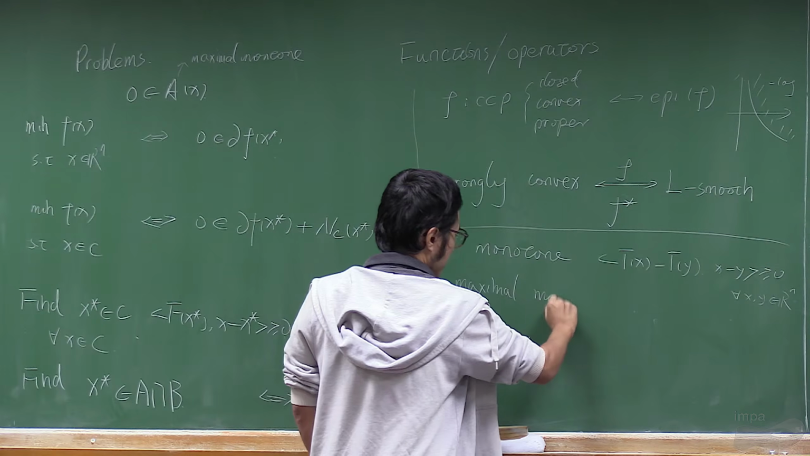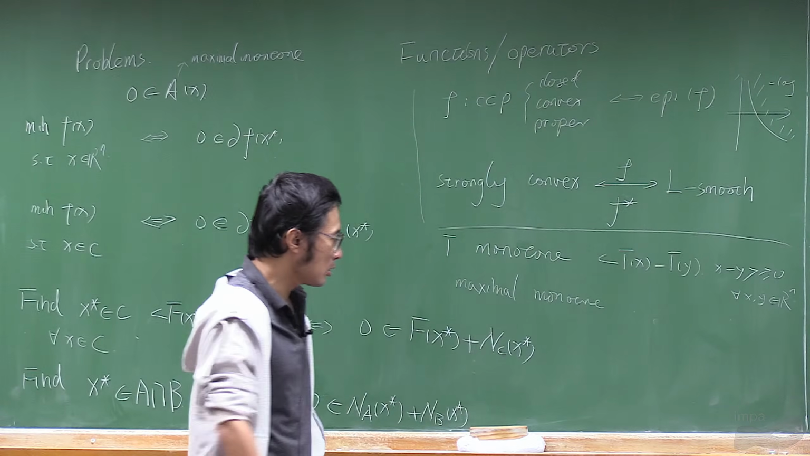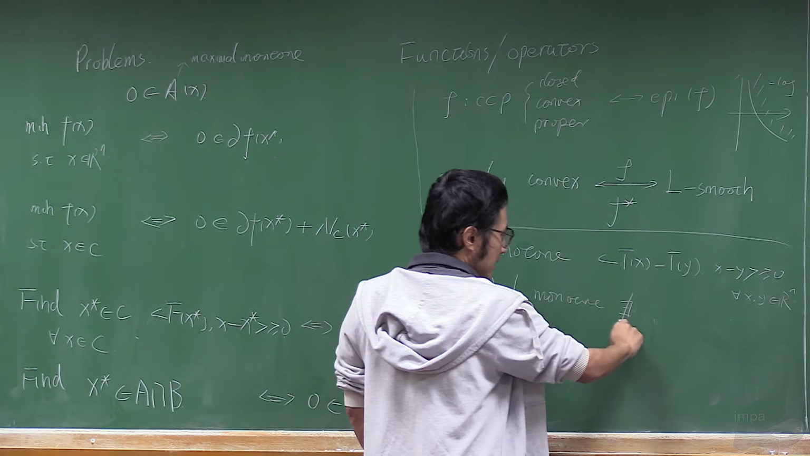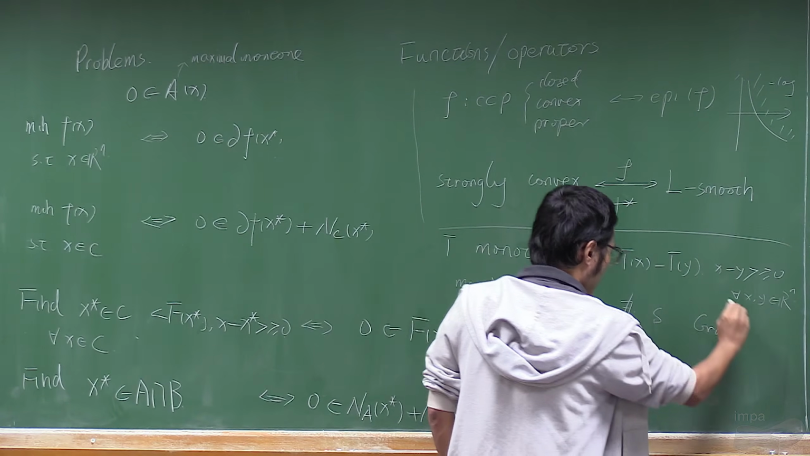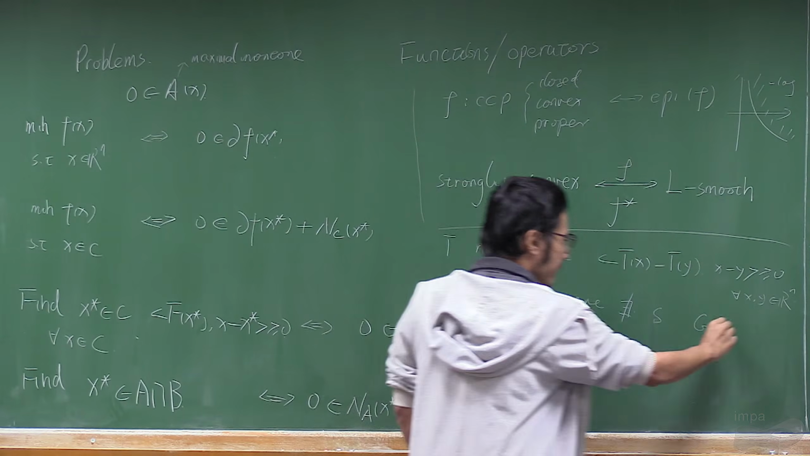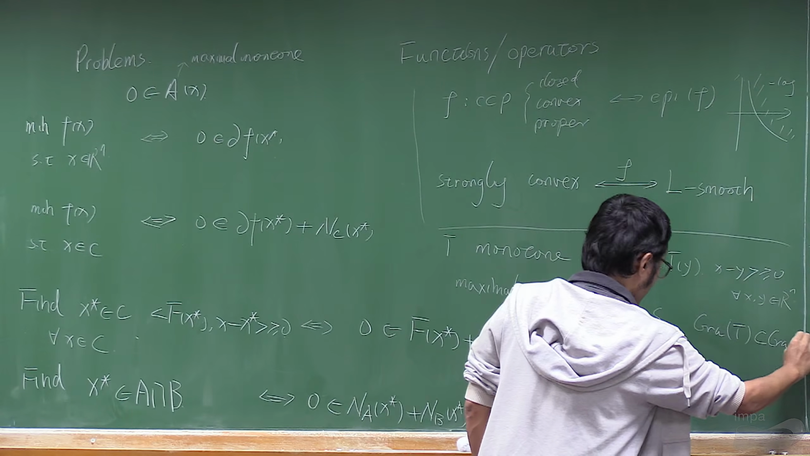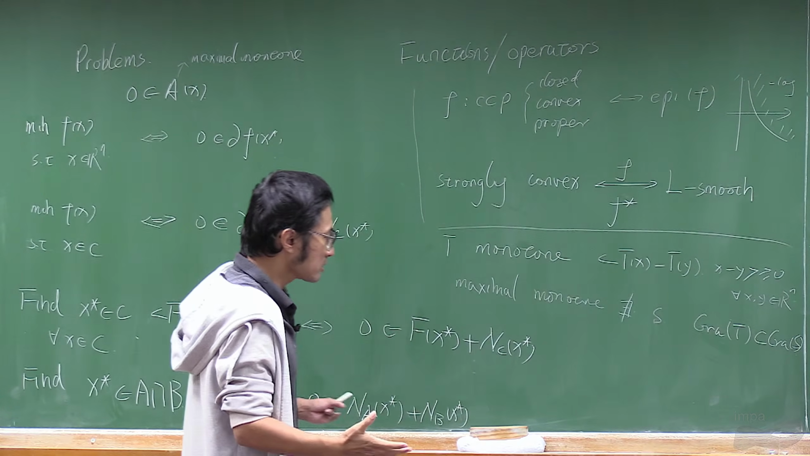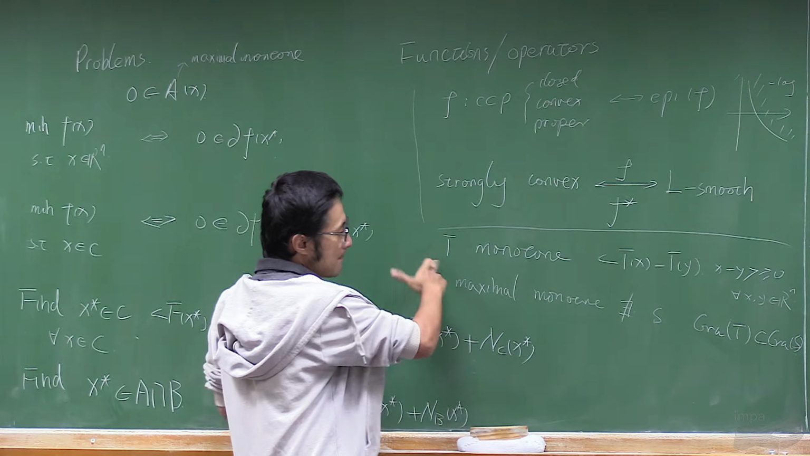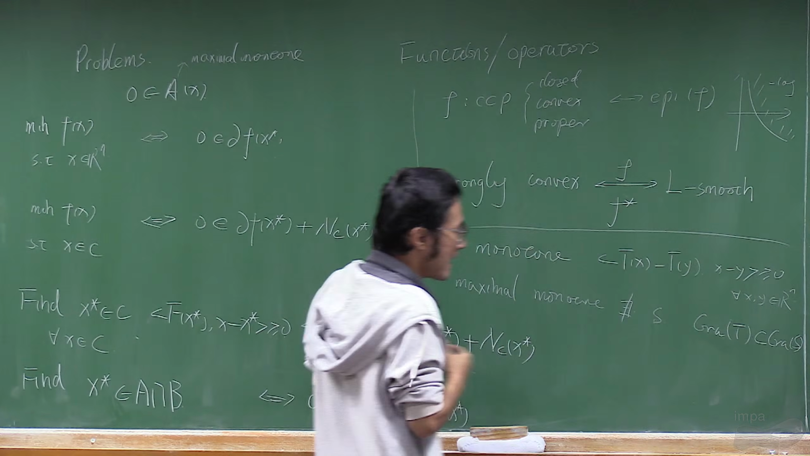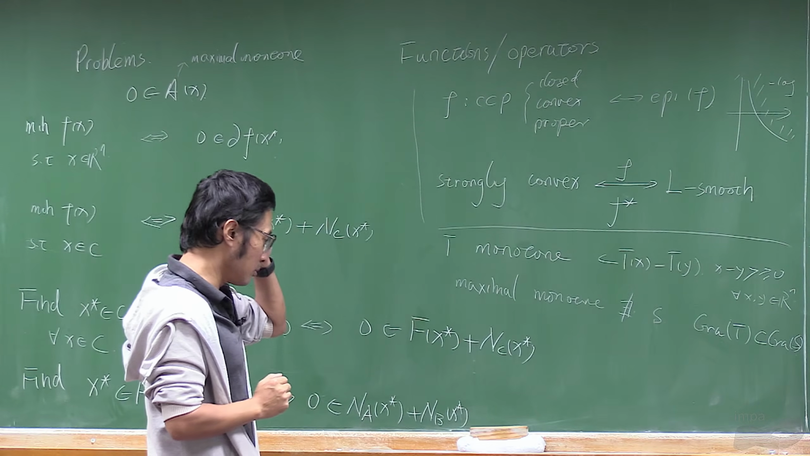Maximal monotone. What does it mean? If T is maximal monotone, we cannot find another monotone operator S such that the graph of T can be contained in the graph of S. So if this doesn't exist, we say T is maximal monotone.